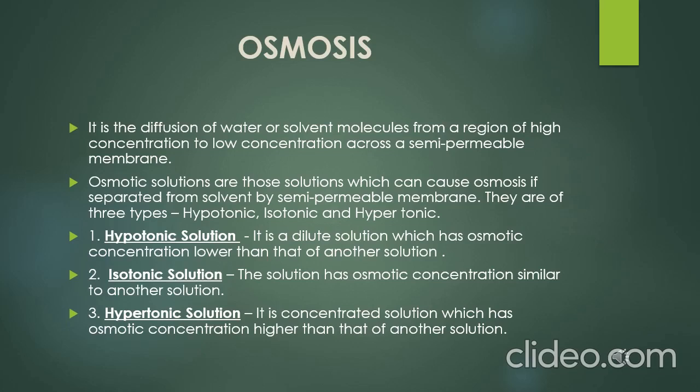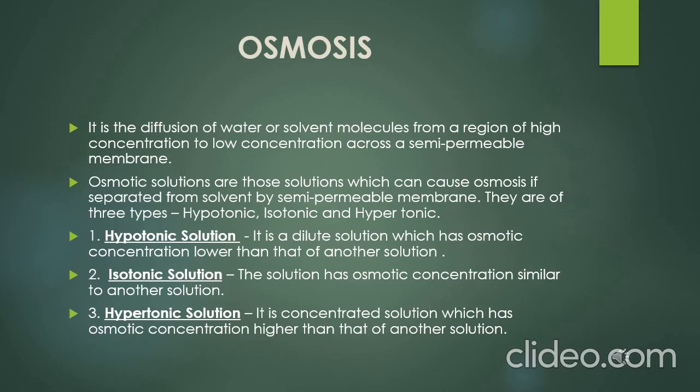Second is isotonic solution. The solution has osmotic concentration similar to another solution, meaning inside the cell and outside the cell both have a similar concentration. So the net movement or net transport across the semi-permeable membrane is zero. Neither will the water move out nor move inside the cell.